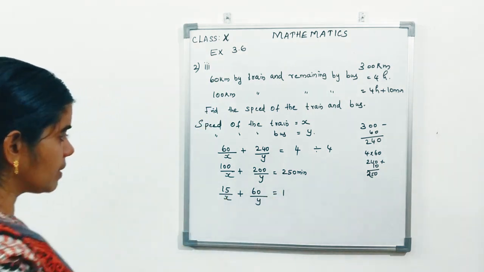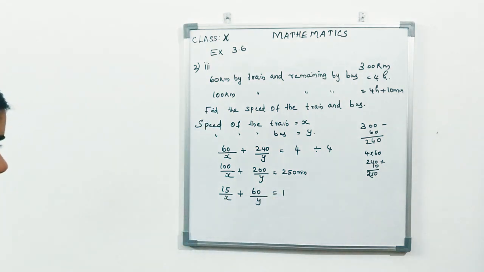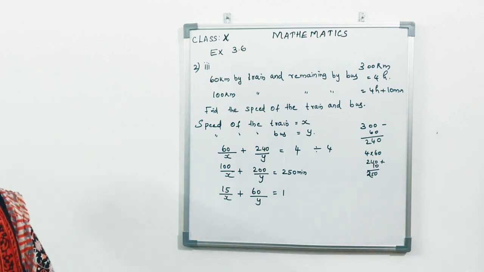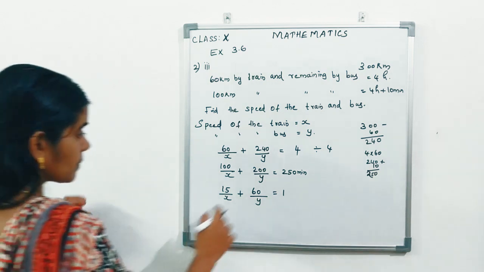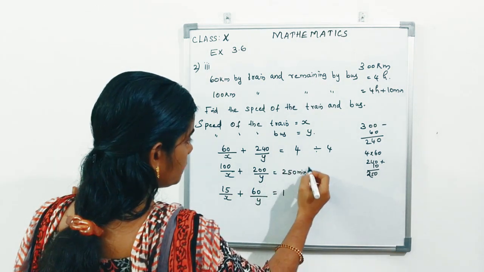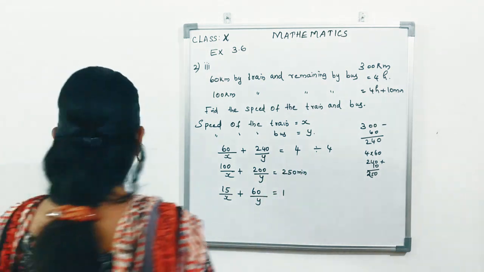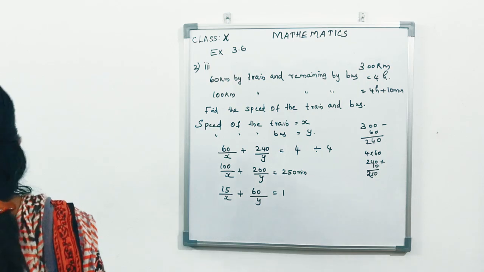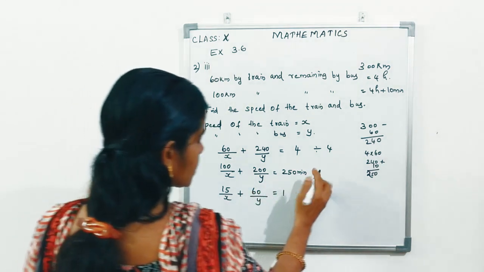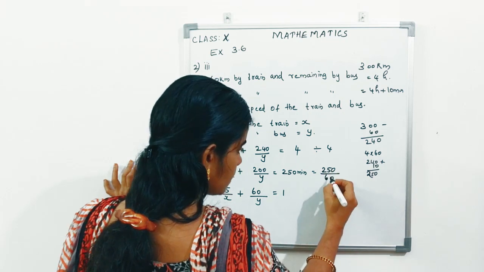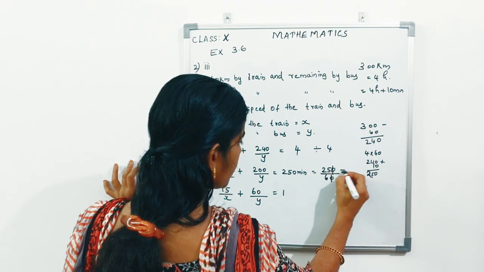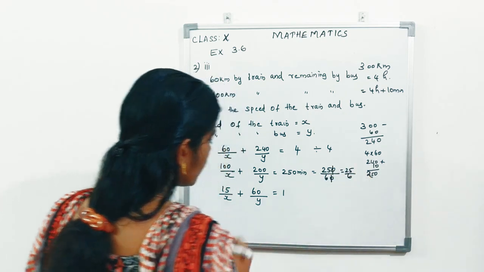Here, which number can we use? This 250 minutes we can change into hours also. 250 by 60 hours. Thus you will get 25 by 6.